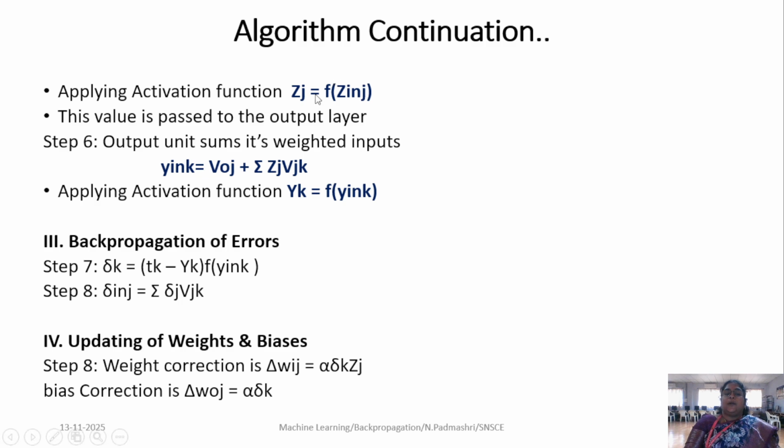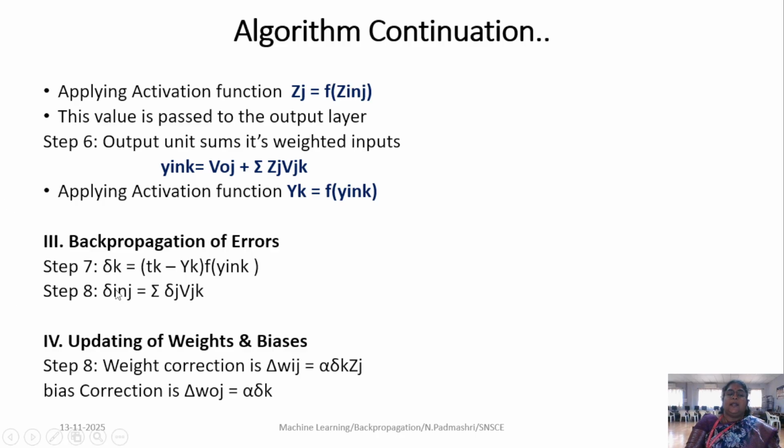So Zj is equal to the function of Zinj, the first layer's output. We apply the activation function to check whether the node is active or not, and that value is passed to the next layer. For the next layer, Yink is the same: bias plus the summation of input into its weight, where Vjk is the second layer's weight. Again you apply the activation function for that second layer: Yk is equal to the function of Yink, checking whether this node is active or not. So we have crossed these two hidden layers, and the output goes to the output layer.